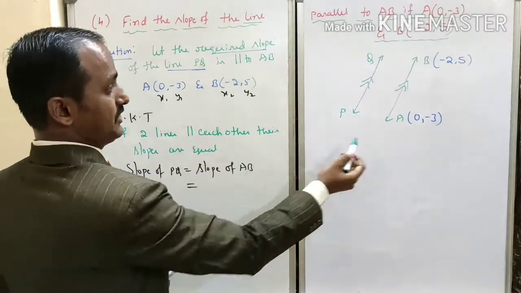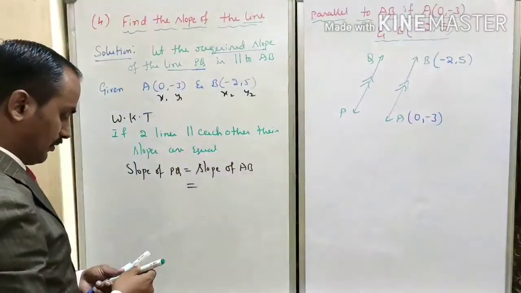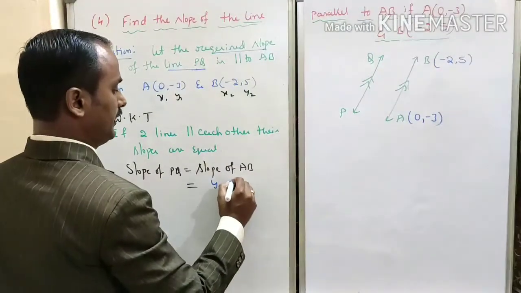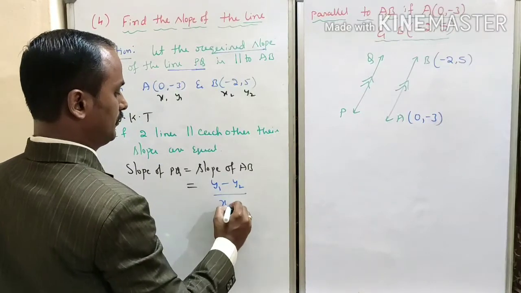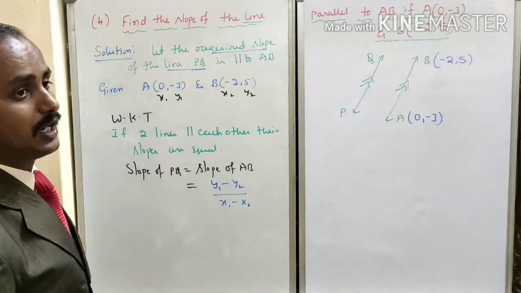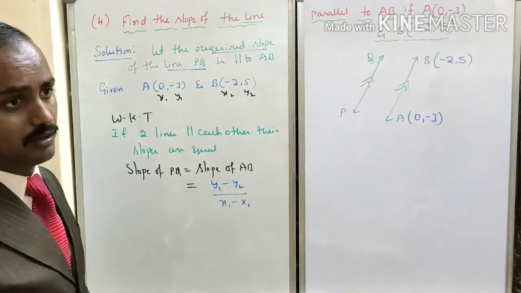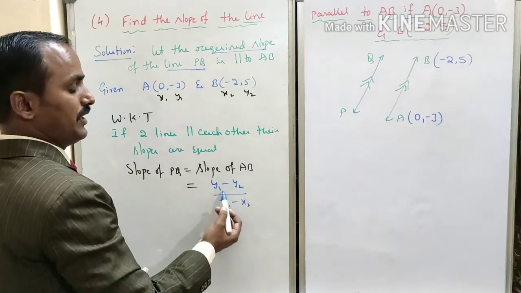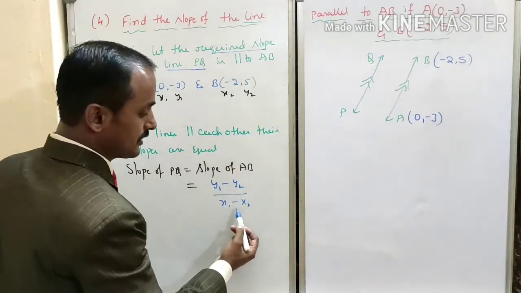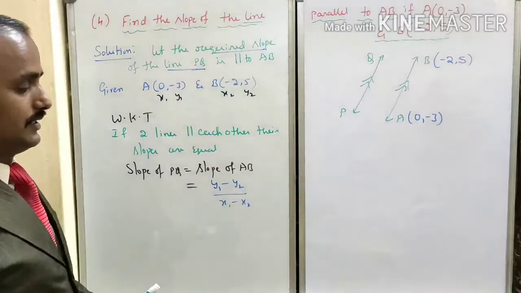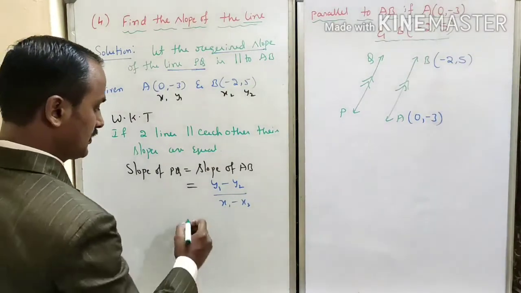AB inclination is not given, but the coordinates of AB are given. You know the formula: (y1 minus y2) divided by (x1 minus x2). If I wrote numerator x1 minus x2 and denominator y1 minus y2, it becomes wrong. Why? Because slope is the ratio between the difference of ordinates and the difference of abscissas, meaning vertical rise by horizontal distance.